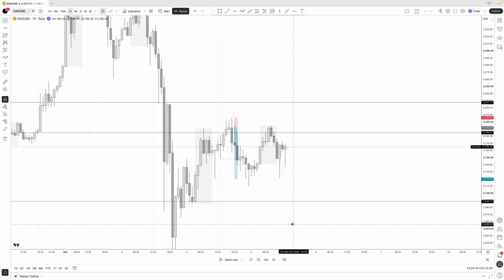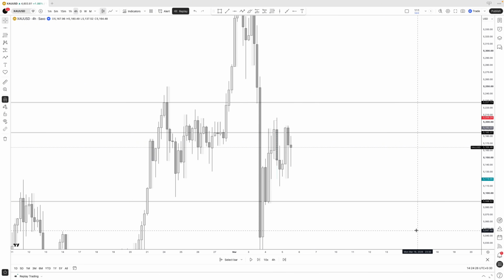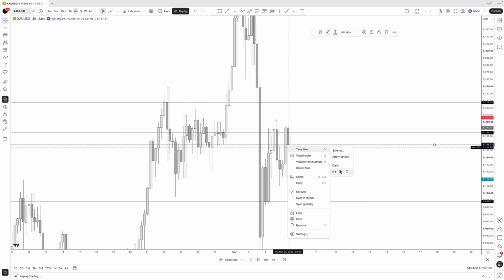It did not tap into this, not yet, and not yet. We haven't tapped into this key level yet, so we don't take any trades as of now. A new 4-hour candle has closed, so let's see what happens. And on the 4-hour time frame, we can see that a new resistance is created. We have this open close level right here.